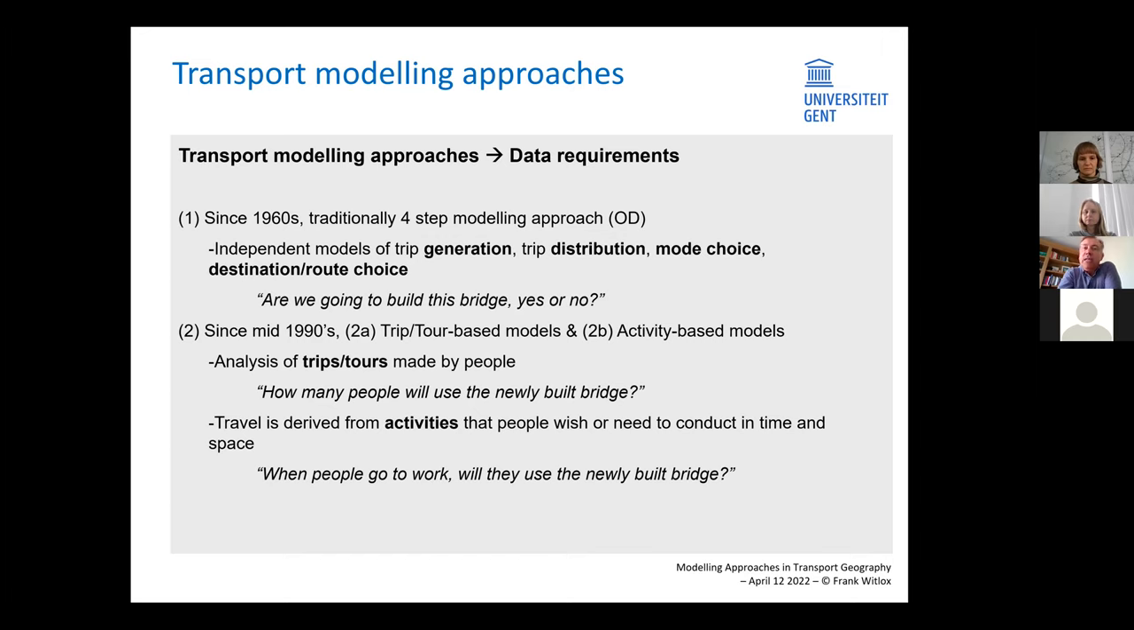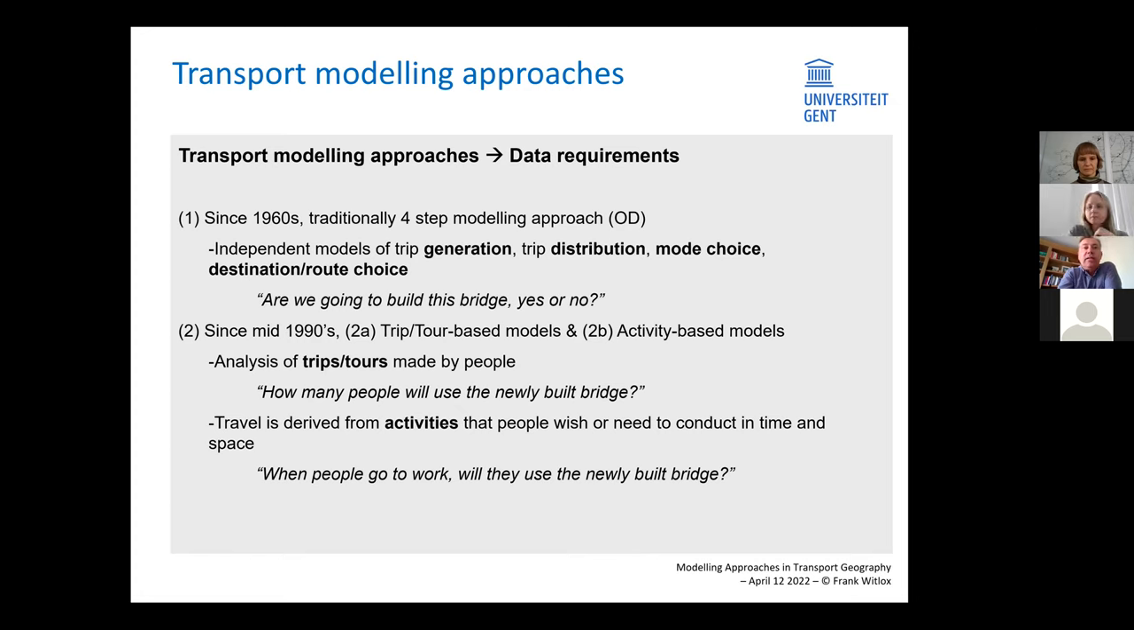And then, as I said, mid-1990s, more and more questions were not like, do we need a bridge, yes or no? But we want to know how many people will use this bridge if we build it. So we want to have more information, not only on the aggregate flows, but also on, well, which people will use it? Will it be local citizens? Will it be maybe tourists? Will it be other types of people in terms of the tours and the trips that they make?